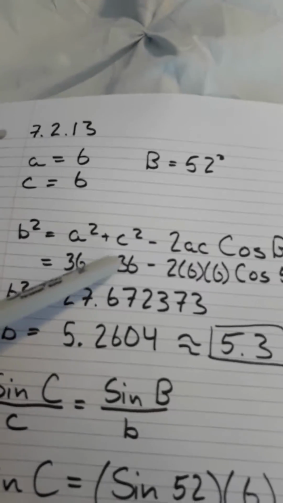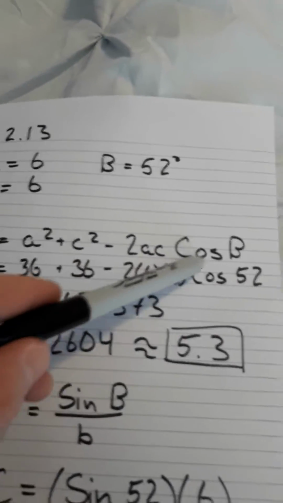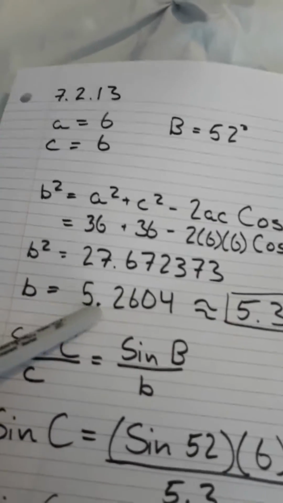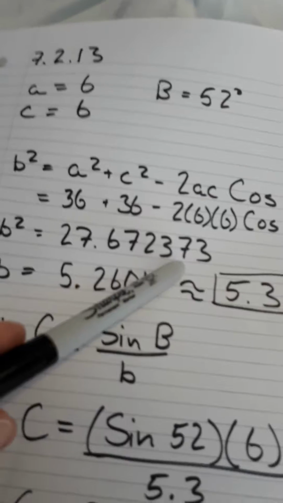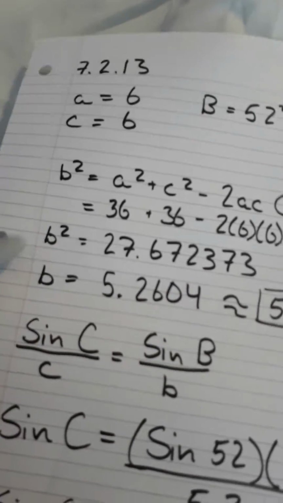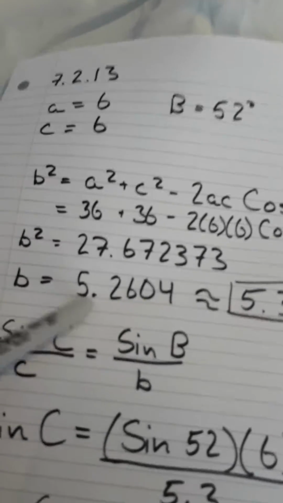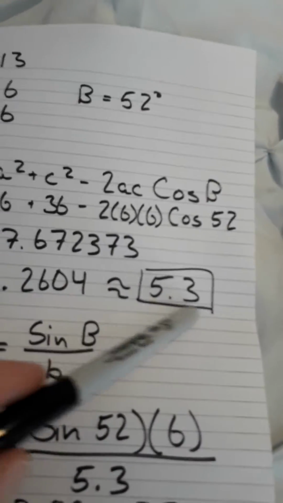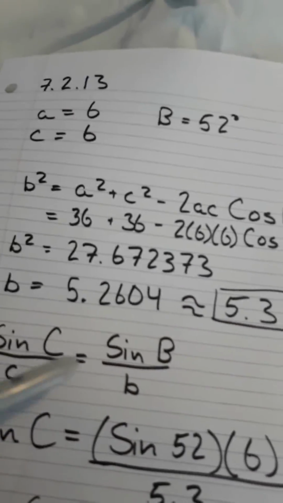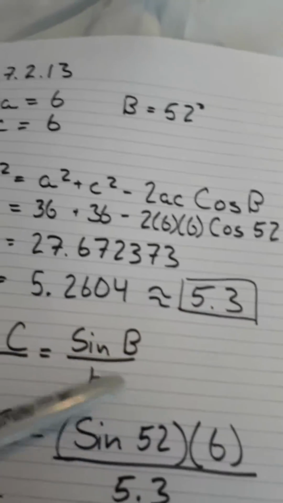And MyMathLab really wants B first, so you might as well do that. B squared equals A squared plus C squared minus 2AC cos B. So you blast all that into your calculator. B squared comes out to 27.672373. And then you have to square root that to get the actual side, which rounds out to about 5.3. Remember, they only want you to round to the nearest tenth or one decimal place. So just make sure you're rounding correctly.